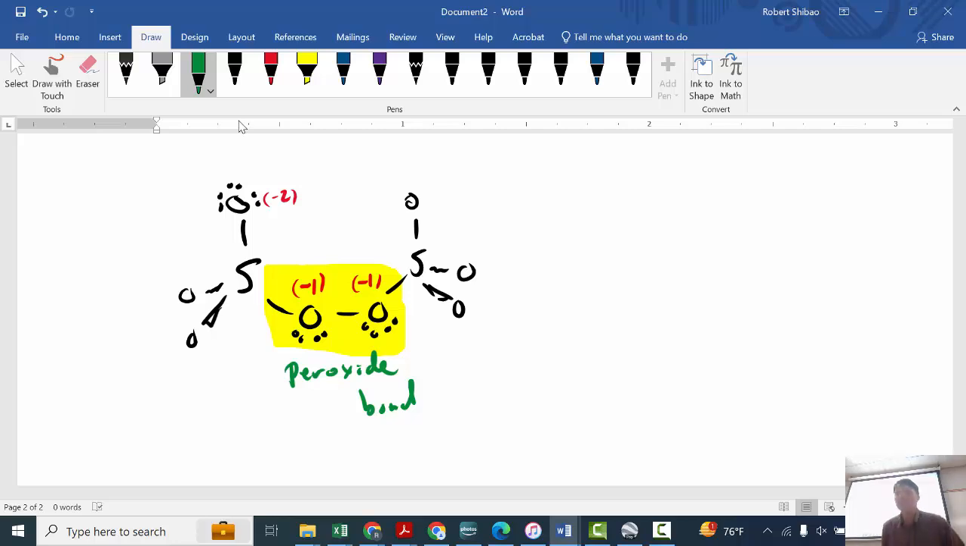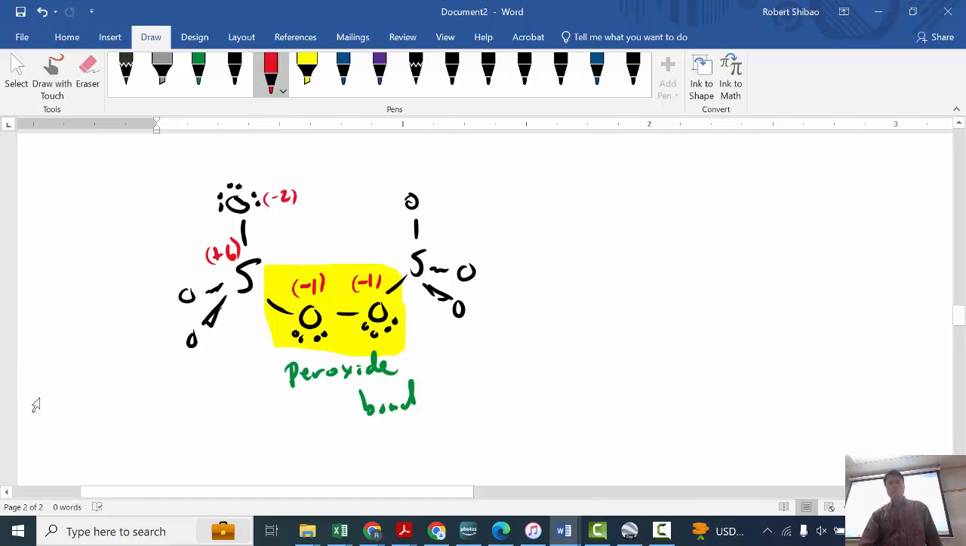So what's the oxidation state on sulfur? The oxidation state on sulfur is, well, winner take all. So sulfur ends up with no electrons. So how many electrons did it originally have? 6. How many does it end up in this structure with? None. And so how many did it lose? 6. So this is plus 6 on sulfur. There's a peroxide bond.